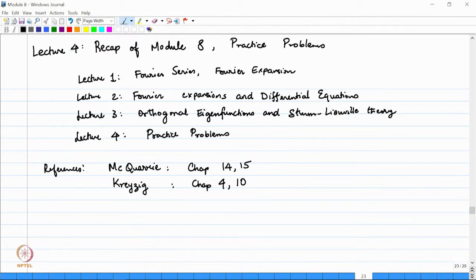Now, this material is explained very nicely in Macquarie in chapters 14 and 15, and Kreyszig has some discussion on these things, and part of Sturm-Liouville theory is there in chapter 4, and then Fourier series is discussed in chapter 10, where actually partial differential equations are discussed. But again, I should emphasize that these books have a lot more than what we are doing, but nevertheless they are useful references. Now let us go and start working out a few practice problems.